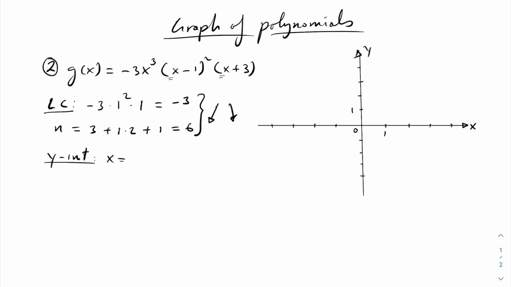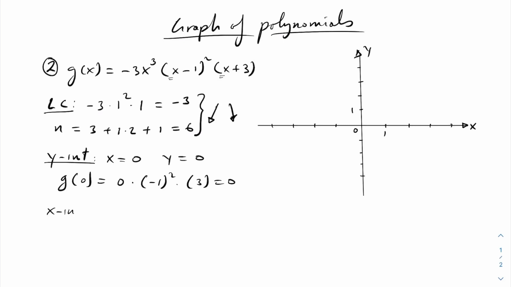And so for that, we need x to be equal to 0, which means that y will be equal to g of 0, which is equal to 0 times negative 1 squared times 3, coming from all three factors that we have above. Multiplying all of these together will give us that the y-intercept is equal to 0.